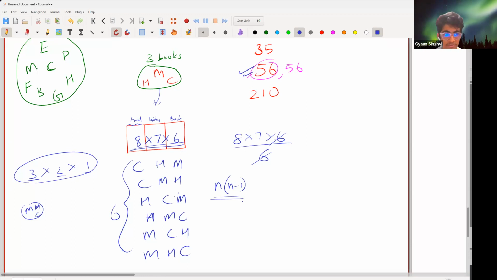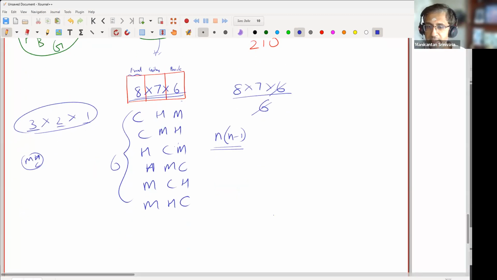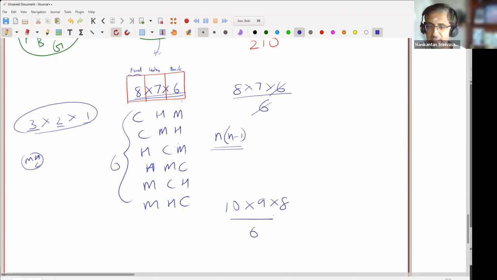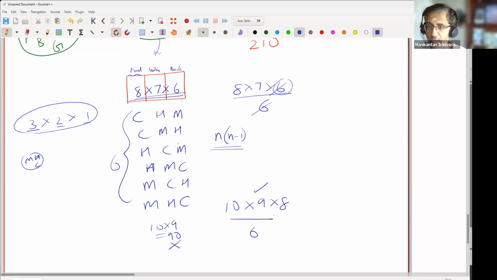So n is the total number of things, for example books here. So there are 8 books, and then 8 into 8 minus 1, which is 8 into 7, which is 56. In this case, you were just lucky that the 6 cancelled. Suppose instead of 8 books, I had 10 books to choose from. Then the correct answer would have been 10 into 9 into 8 by 6, whereas you would have said 10 into 9, which would have been wrong. In this case, it so happened that the third factor matched with the 6 that was cancelling out. Okay. Does it make sense, Jan?